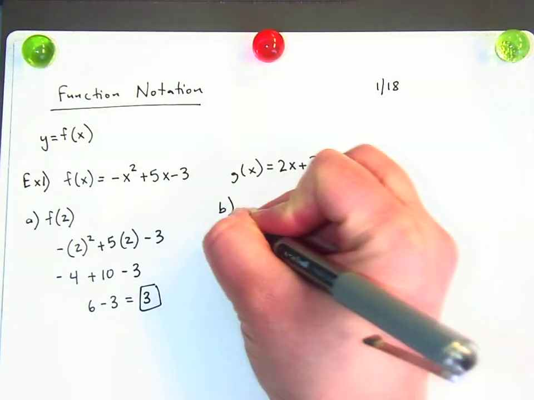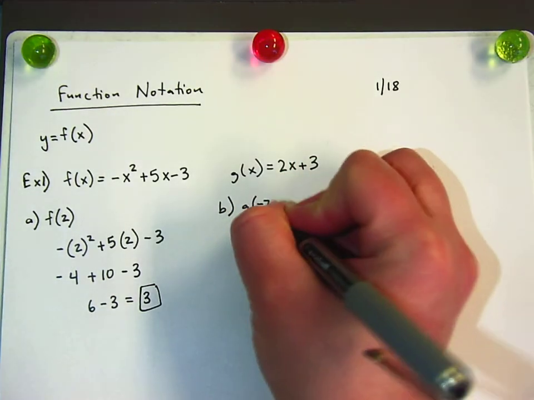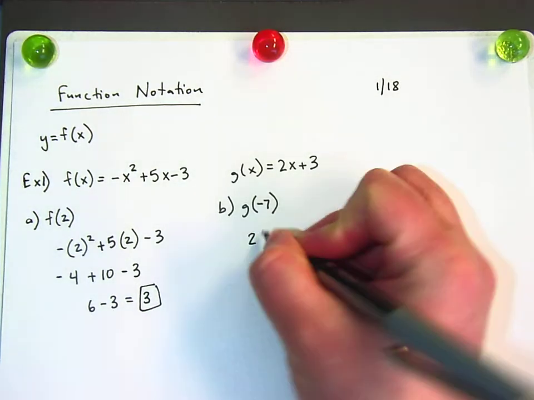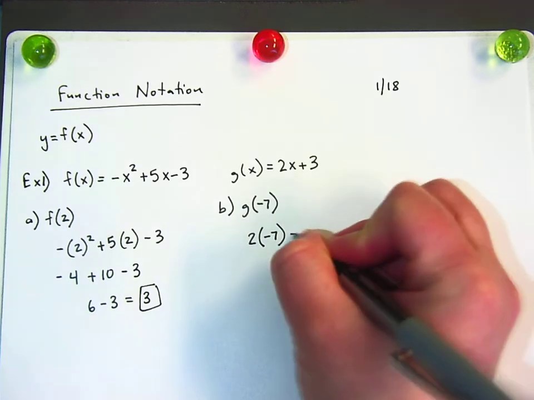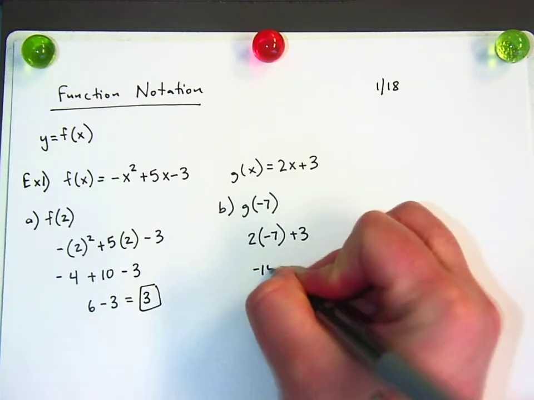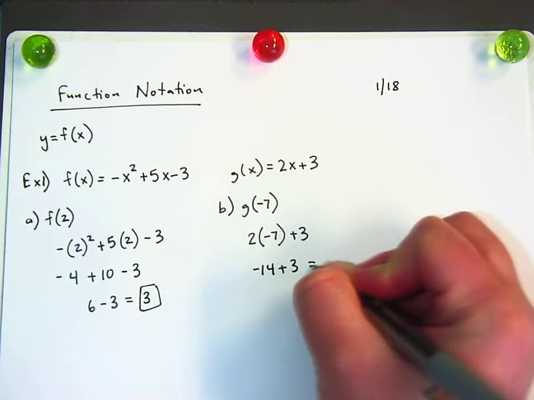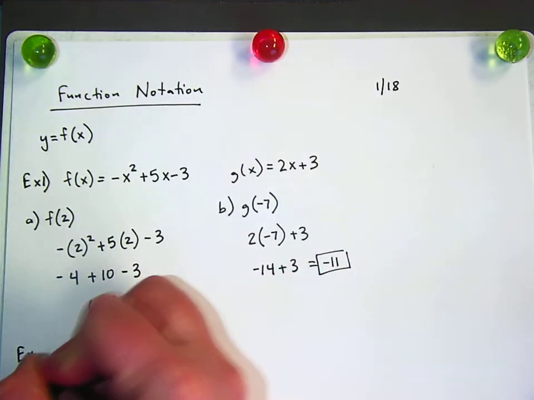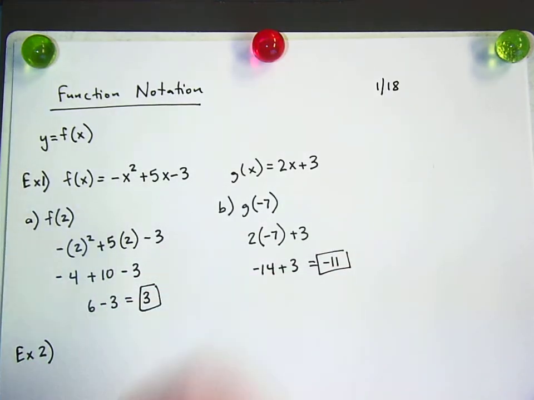Alright, why don't you try g of negative 7? Go ahead and pause the video and give it a shot. Pause, pause, pause. You should be pausing. Okay, so I'm assuming that you're back now because you've totally done it. And if you did it, you should have gotten negative 11. Did you? If you did, congratulations. Well done. Wow, you're a genius.